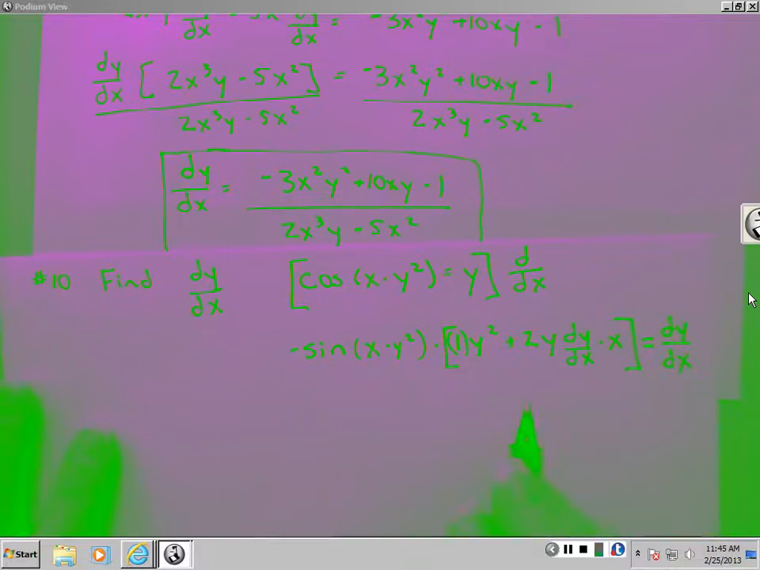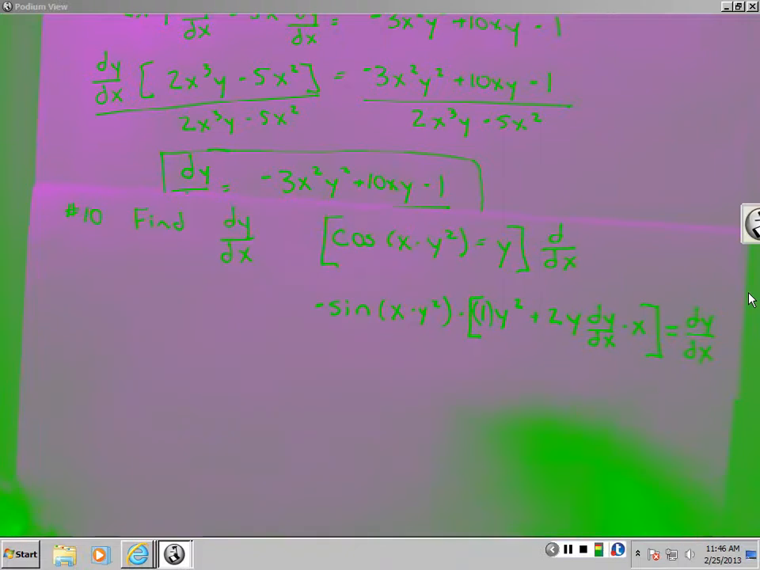So now you can see how parentheses are very important because it's this expression being multiplied to both terms here. So if you drop these parentheses, a lot of times you lose out on solving for dy dx. So if I want to expand this, I have minus y squared sine of x times y squared minus 2xy sine of x times y squared times dy dx equals dy dx. Does everyone see that? I need to multiply this to each term here.